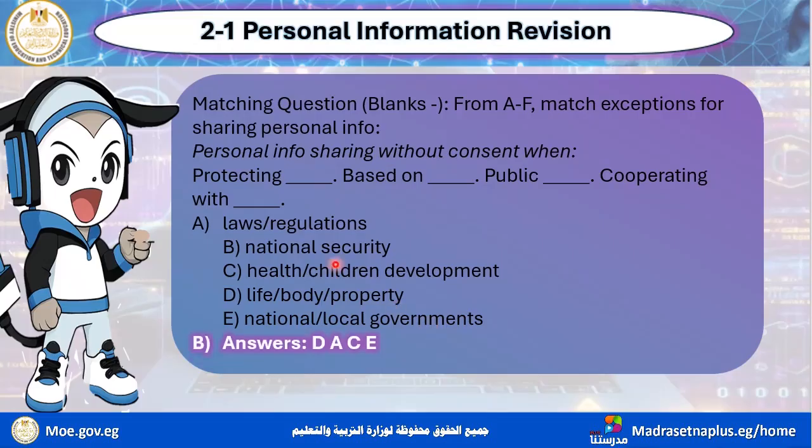Well, protecting life and body and property. So these are the things that we protect. So protecting life, body, or property. Based on laws, they are the protector for us. So based on laws or regulations. And public, well, it's public health or public children development. And cooperating with national or local government. So we cooperate with them to protect others.